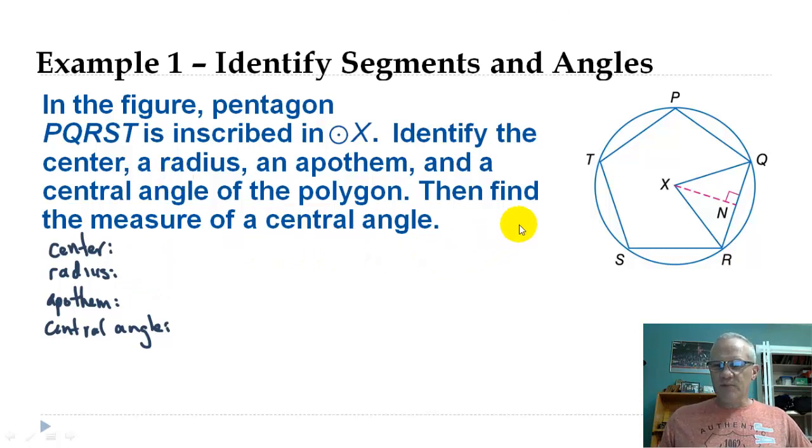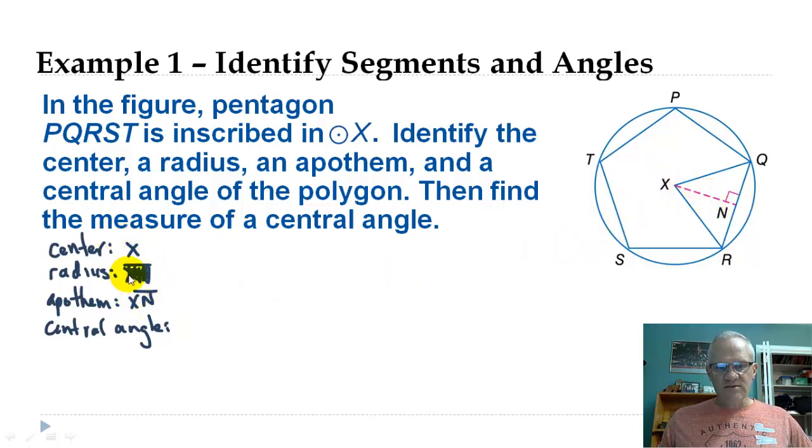Okay, so anyway, let's get back to this. The center, remember, is the point right in the middle. That would be X is the center there, point X. The radius that we're talking about here, remember, goes from the center to the side, one of the sides at a 90-degree angle, so XN is a radius there. Line segment XN. Oh, I'm sorry, that's the apothem. Let me just scratch that out. That's the apothem is XN because it's going from the center straight to the side.